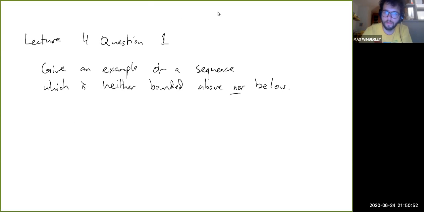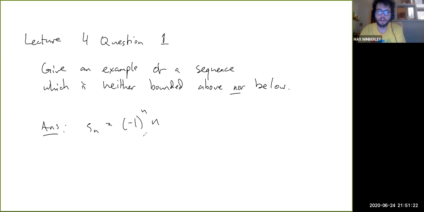Okay, so hopefully you paused and thought about it. Now I'll just show you an example, okay? There are obviously many correct solutions to this. The simplest one I can think of is just s_n equals (-1)^n times n, right?